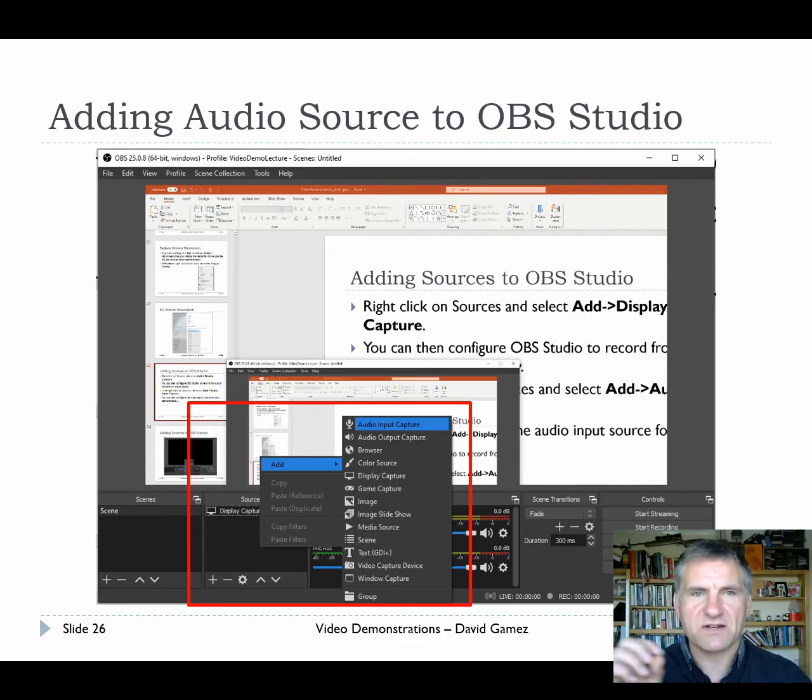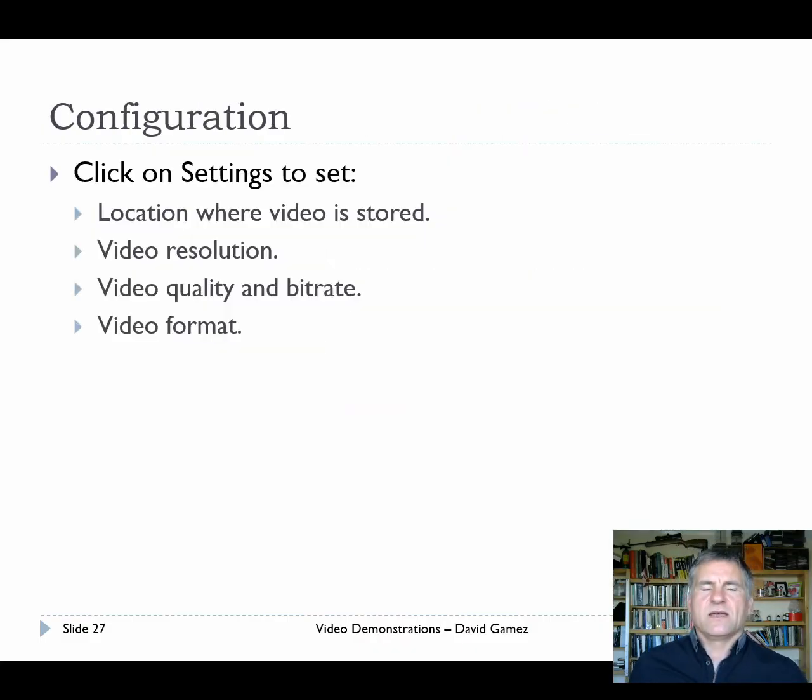In OBS Studio, you'll see sliders and the monitors of your audio levels. So make sure your audio levels aren't clipping, so you don't have hideously distorted audio. So we set it up to record the audio and the desktop display, in my case, because I'm using a desktop. Then we need to configure where the video is going to be stored, because obviously you need to be able to upload it, as well as the resolution of the video, the video quality, bitrate, and the video format.